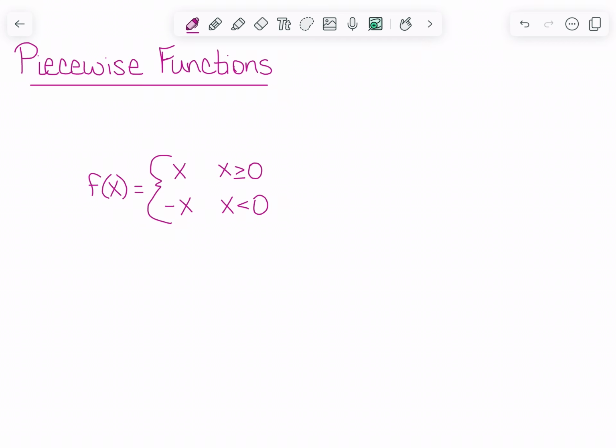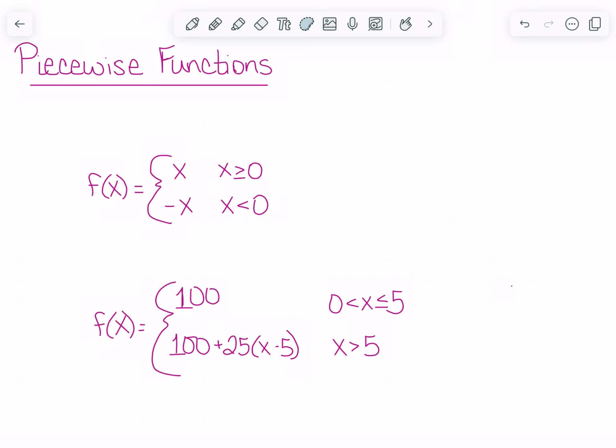Let's consider another one. Let's think about a company that gives rides on a boat. The company charges a $100 flat fee for the first 5 people, and an additional $25 for every additional person after that. This would be a piecewise function because the cost depends on the number of people riding in the boat. This is how we would write the piecewise function for the boat ride.